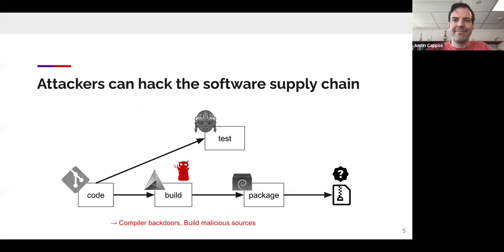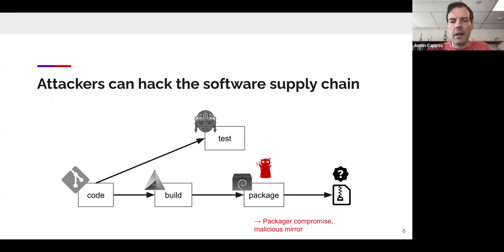Okay, so let me move ahead and let's talk about packaging and stuff like this. So once you get your software, you put it together, you have a list of dependencies and things, you typically stick it up on some server or repository or something.